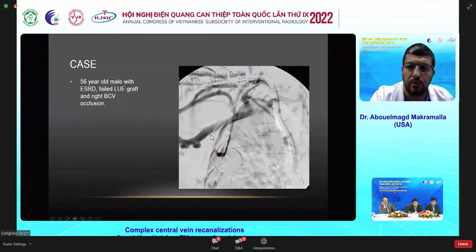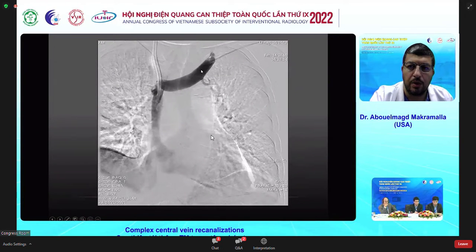This is another patient where it was performed by our interventional nephrology colleagues, and they referred to us because the patient had a failed left upper extremity graft, but now needs a right upper extremity access, but there is complete occlusion of the brachiocephalic vein. We brought the patient in, checked the left brachiocephalic vein. The patient had a catheter in location.